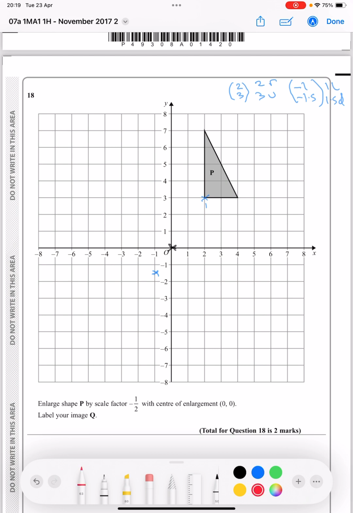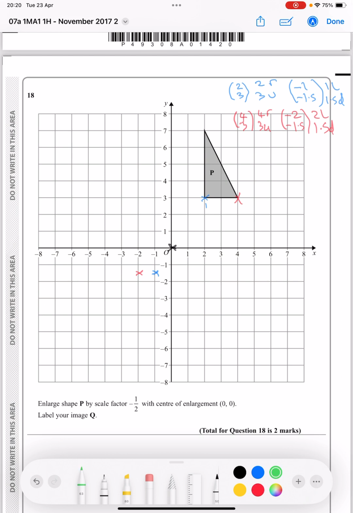Now, if I do the same with this point here, this one's a little bit easier. It's going across 4 and up 3, which is the same as 4 right and 3 up. If I times that by minus a half, well, it becomes minus half of 4 is 2. I've already done the other one, which is minus 1.5, which basically tells me to go 2 left and 1.5 down again. So if from the centre I go 2 left and 1.5 down, I go to there. So those 2 points are those.